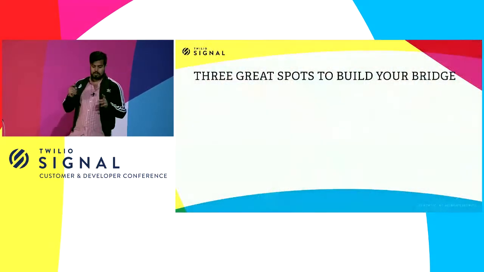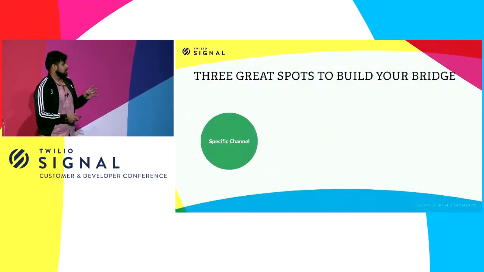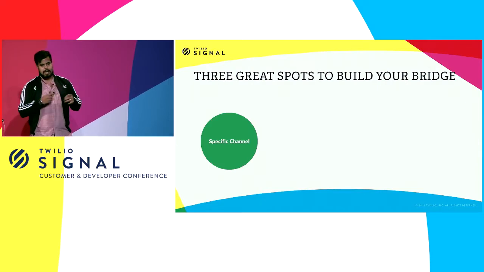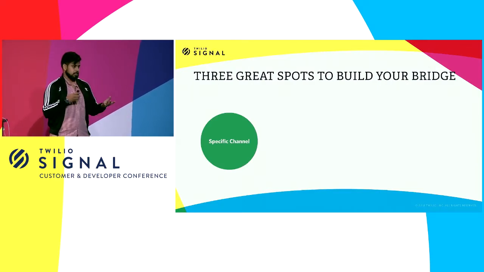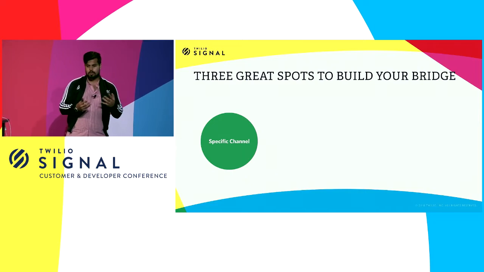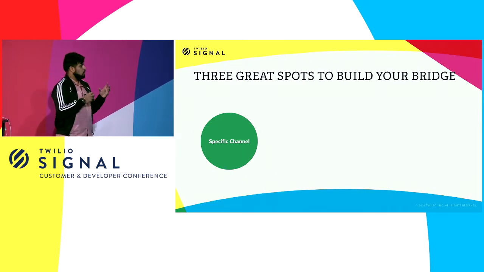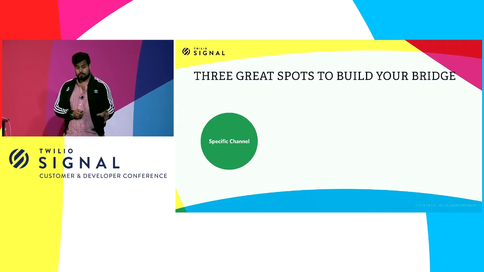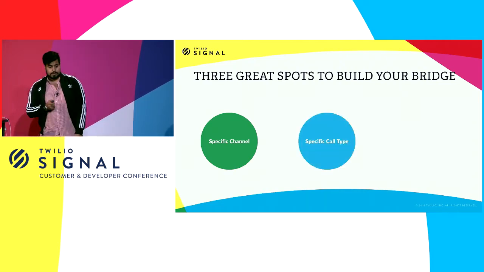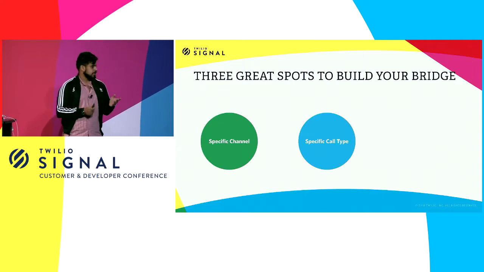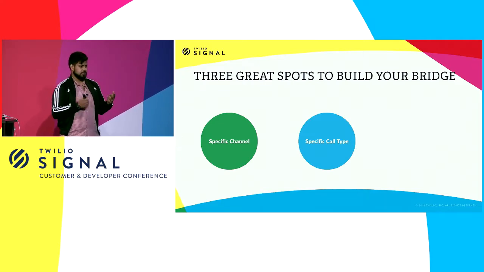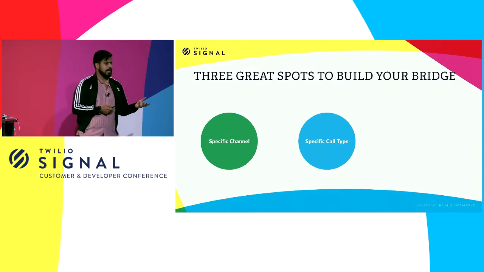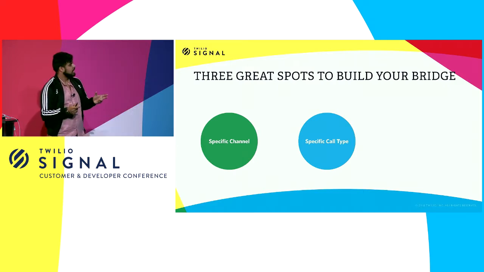So let's talk about 3 great spots to build your bridge. The first one is a specific channel. Many of our customers get started with a channel like chat, or a channel like SMS, or a channel augmentation like video, where they have all their agents segmented on that channel, and then they start clean with Twilio Flex. Another place is for specific call types. You might have heard this when Jamie was mentioning cutting over some of their agents, how they were starting with an individual call type. I think Chris had also mentioned this in the keynote talk, of where they started. Pretty common for voice use cases.